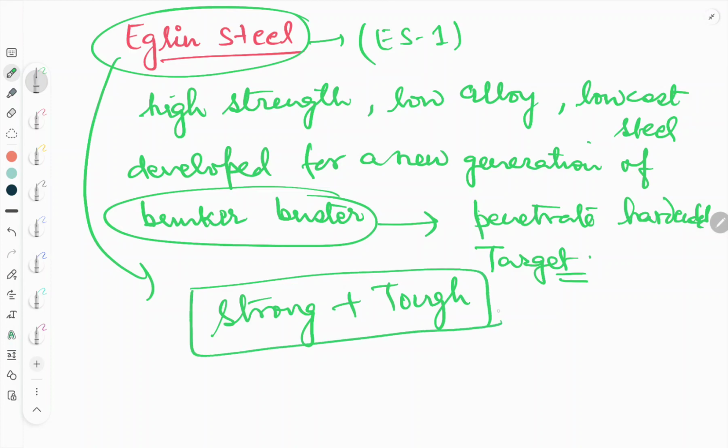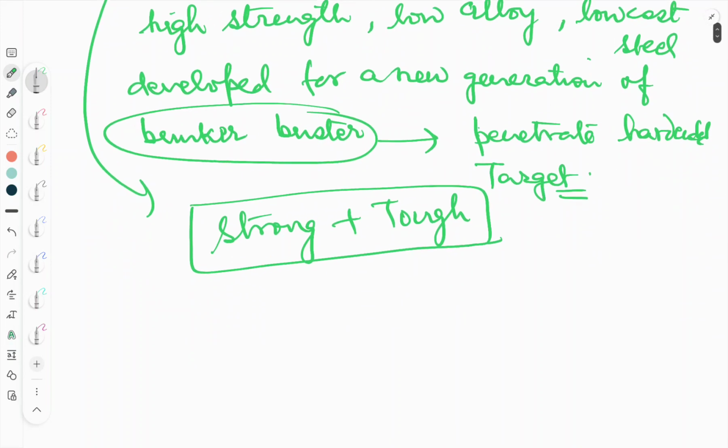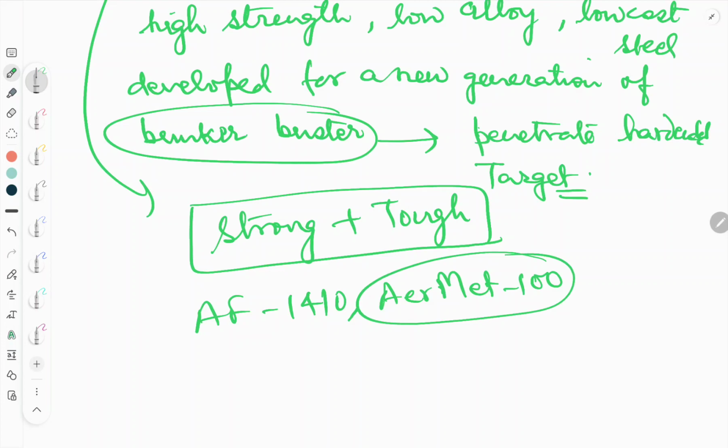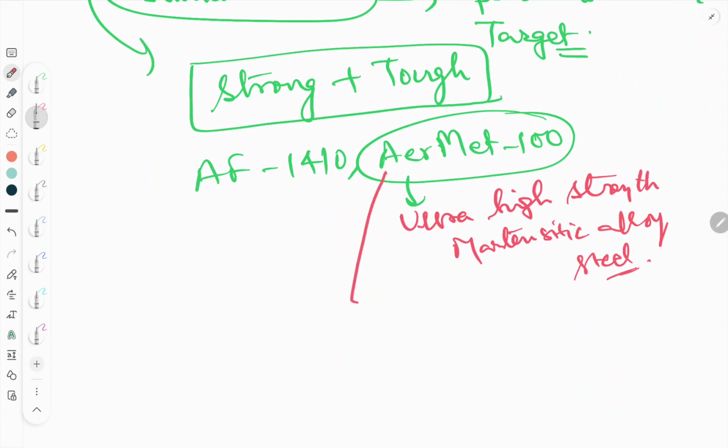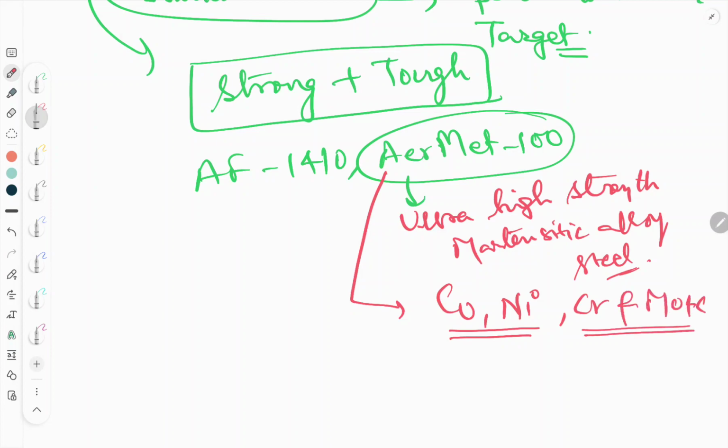Strength and toughness, both kinds of properties already exist in this steel, but expensive super alloy steels such as AF1410 and Armet 100 were used before. I hope you have heard about this Armet 100, because it's an ultra high strength martensitic alloy steel. The main alloying elements for this Armet are cobalt and nickel. These are the two. Chromium, molybdenum and carbon are also alloying elements, but in a small amount.